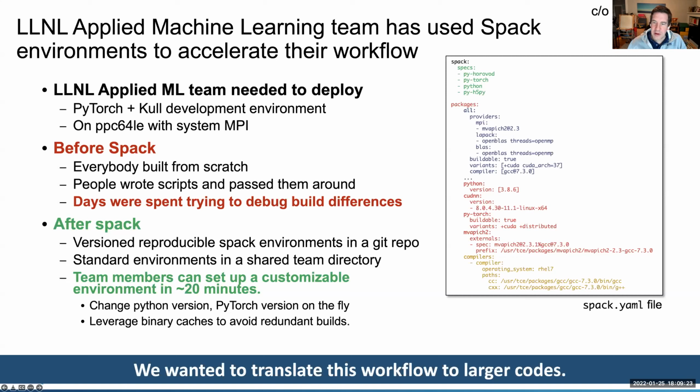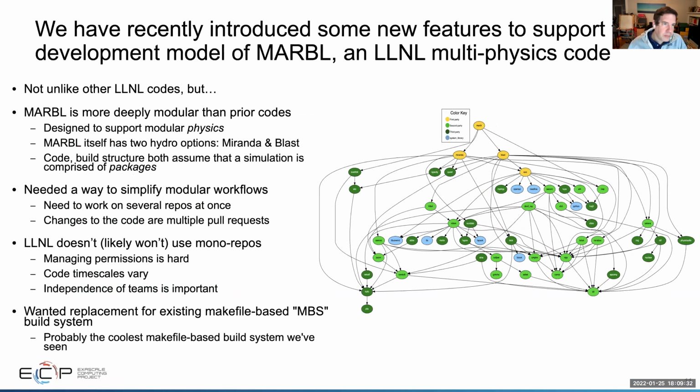And so what teams had worked on this. They'd used Spack Develop for it, but this past year, we wanted to expand this to bigger codes. And so Marble is Livermore's, it's one of our multi-physics codes that does ICF simulations and things like that. The cool thing about Marble is that it was built from the ground up to have pluggable physics. And so you can choose whether you want to use Lagrangian hydro or Eulerian hydro in this code and swap out other physics modules fairly easily.